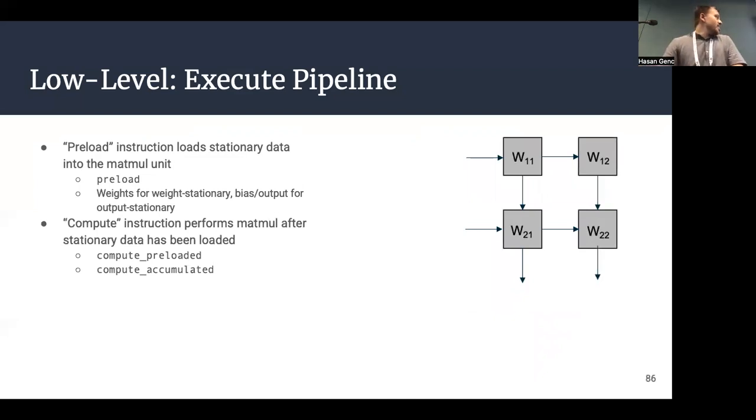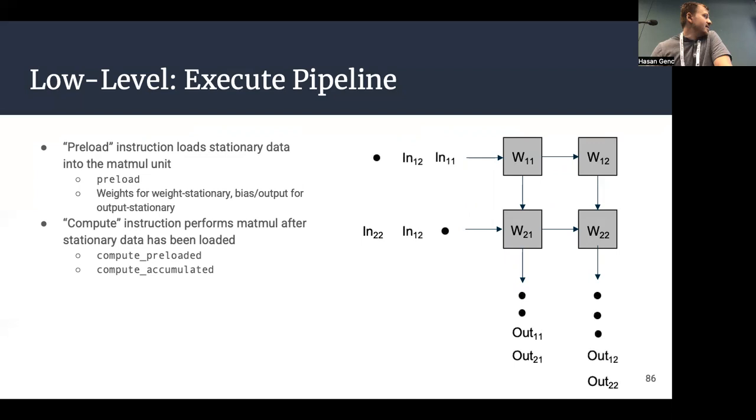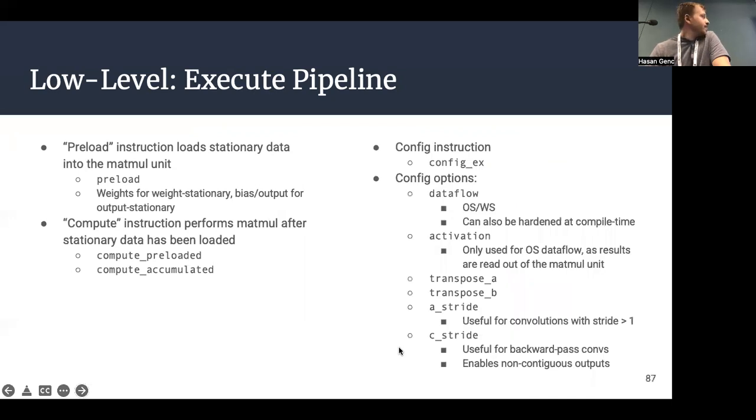And then the compute instruction just feeds data into that spatial array with stationary units for matrix multiplications, right? So if you have a weight stationary array, you would feed inputs into it so that partial sums can come out. If you have an output stationary systolic array, you would just feed inputs and weights into it and accumulate the result within the spatial array itself. Okay, and you can choose different options like the data flow, if you made the data flow configurable at runtime, the activation functions to use, whether either of your matrices should be transposed, things of that nature.